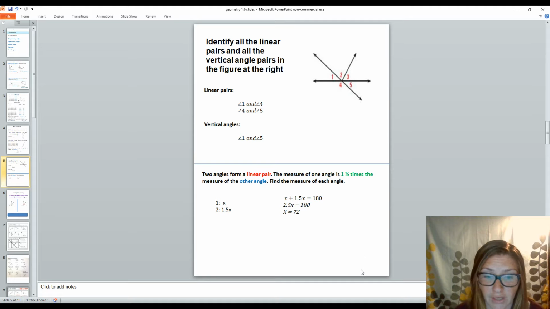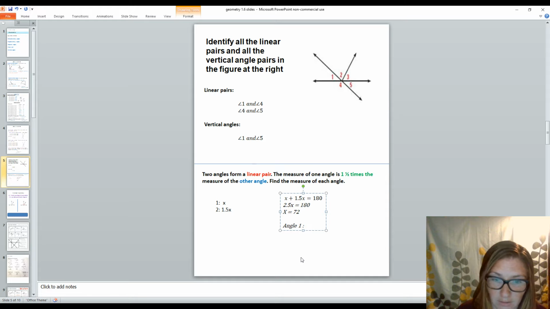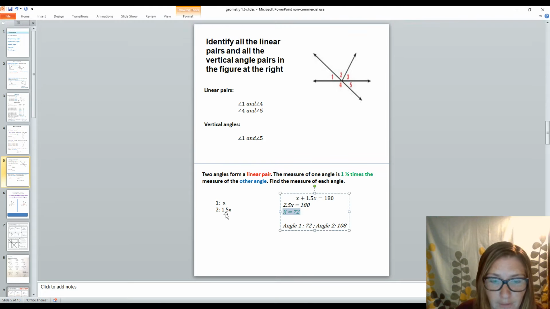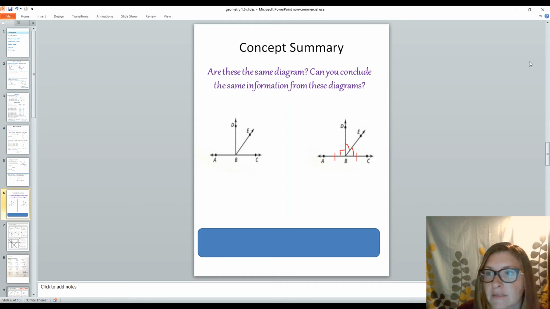They want the measure of each angle. We only found the measure of angle 1. We need the measure of angle 2. So angle 1 is 72, and angle 2 is 108 degrees. I did that by plugging in 72 into my problem here. 1.5 times 72. All right. Continue on for some more practice.